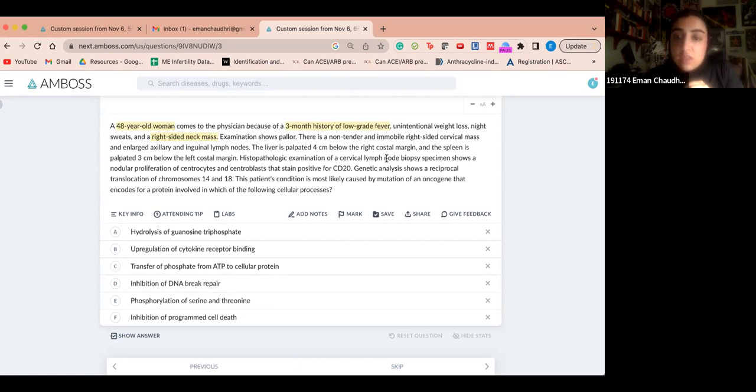Histopathologic examination of a cervical lymph node biopsy specimen shows a nodular proliferation of centrocytes and centroblasts that stain positive for CD20. Genetic analysis shows a reciprocal translocation of the chromosomes 14 and 18. The patient's condition is most likely caused by mutation of an oncogene that encodes for a protein involved in which of the following processes? So if you guys remember, what is 14;18? Good, follicular. Good job, Walid. So translocation of chromosomes 14 and 18 causes follicular lymphoma.